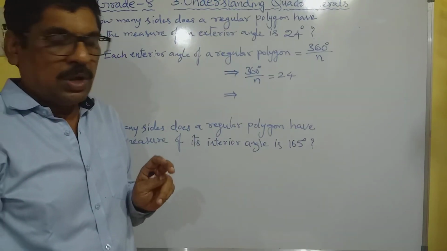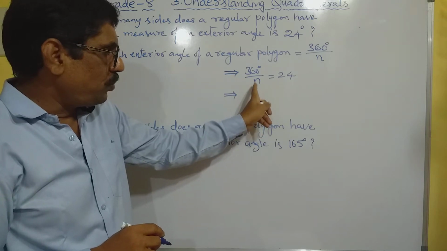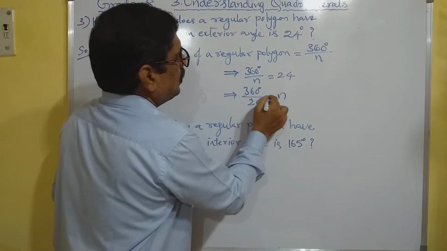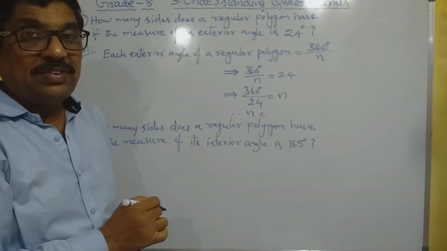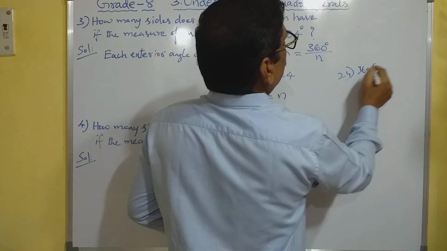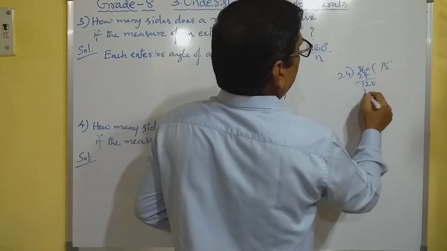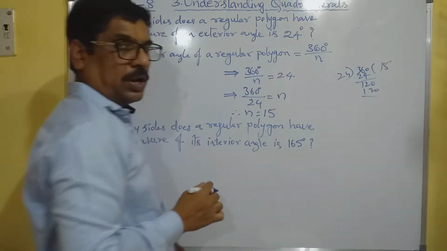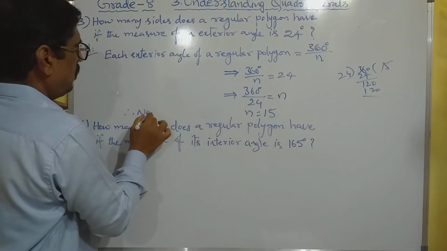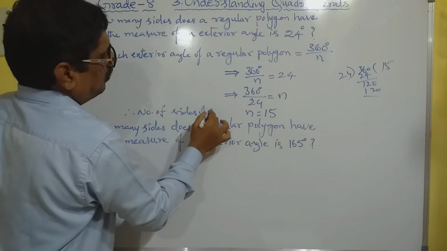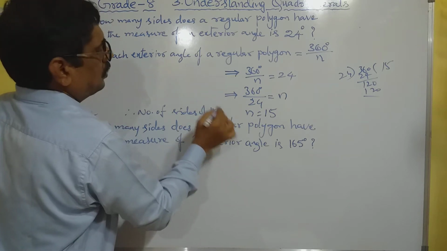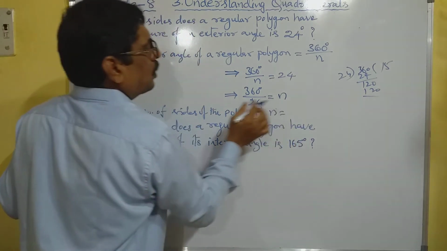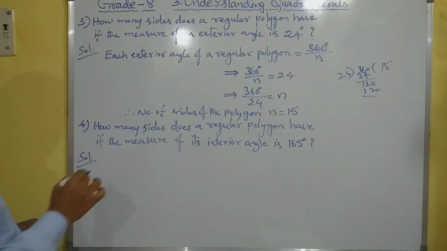Now let us interchange the values n and 24. If you transpose n into the RHS, it will come to the numerator, and we get 360 degrees by 24 is equal to n. Therefore n is equal to 360 by 24. If you divide, 24 1s are 24, and 24 5s are 120. Therefore, what is the n value? 15. Okay, so the number of sides of the polygon n is equal to 15. Okay, so this is the third problem.